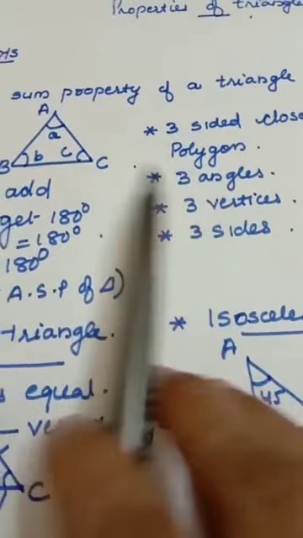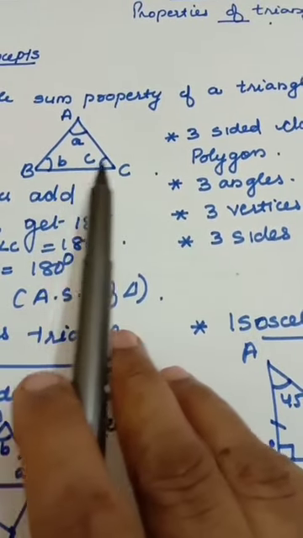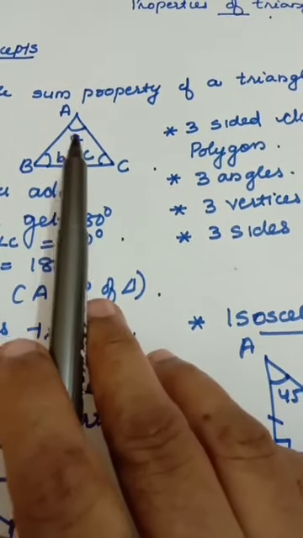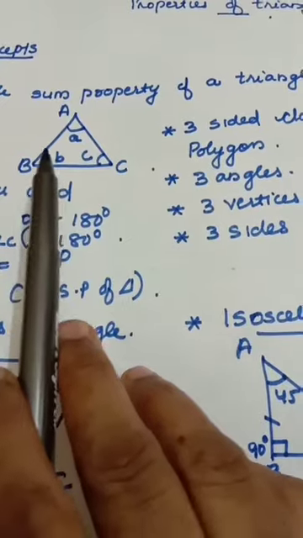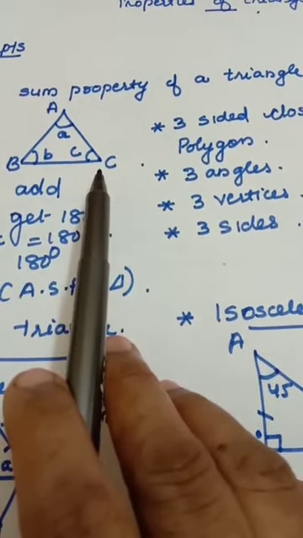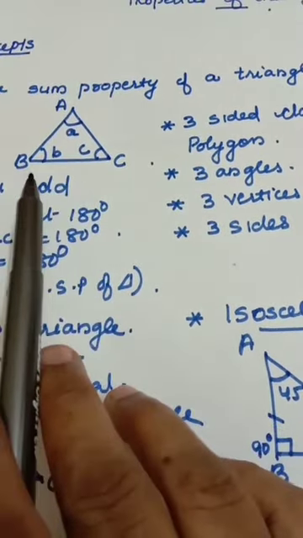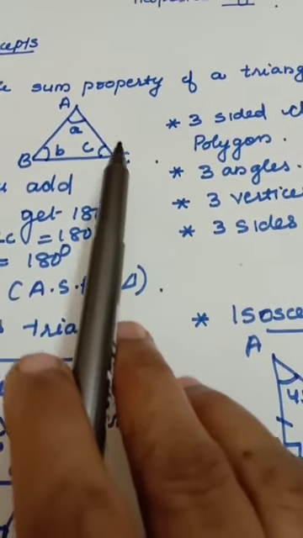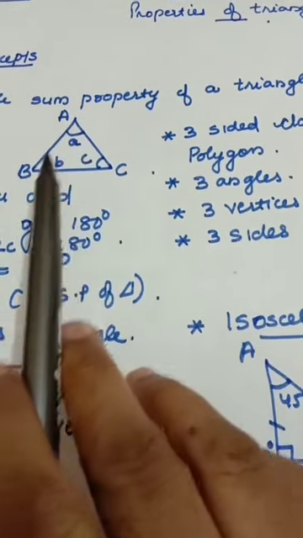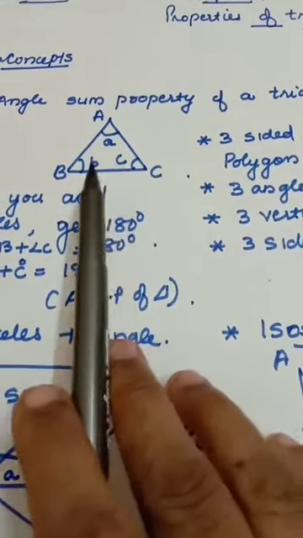Triangle has three angles. See, these are angles. Two lines joining, their angle forming. Here also two lines joining, one angle. Here also two lines, one angle. Three angles, three vertices: vertex A, B also a vertex, C also a vertex. So all three vertices are there and three sides also: AB, BC and AC. Clear? So three angles are there.